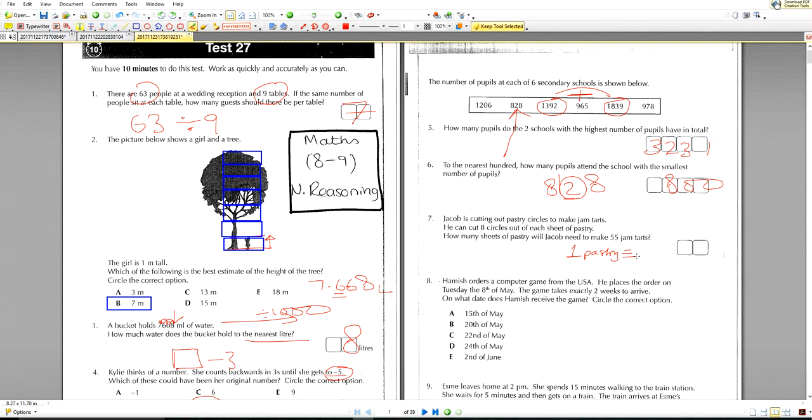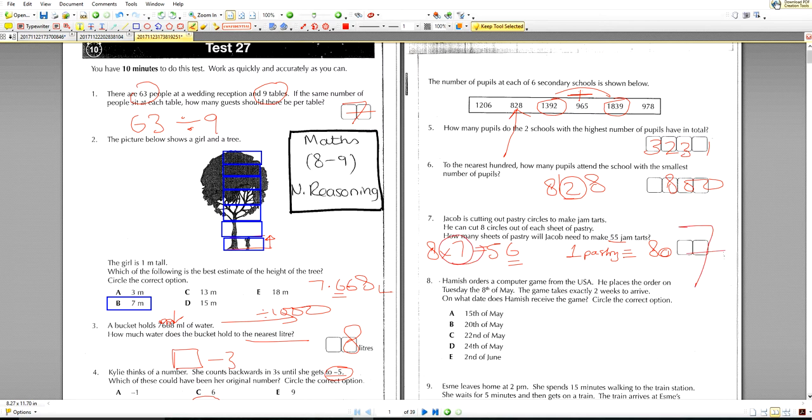And that gives you 8 circles that you can cut out. Okay, the question says here, how many sheets of pastry will Jacob need to make 55 jam tarts? So we're looking in our 8 times table, and the closest that we're going to get to 55 is 8 times 7. That'll give you 56. So you'll have an extra pastry left over, but that will be how many is required. You will need 7 sheets altogether.